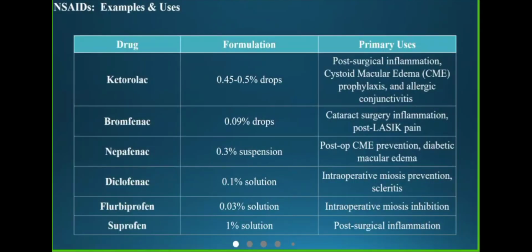Some of the drugs used for ophthalmological conditions include ketorolac, which is majorly used for post-surgical inflammation, cystoid macular edema prophylaxis, and allergic conjunctivitis. Then diclofenac, which is used for prevention of intraoperative miosis. Then suprofen, which is also useful for post-surgical inflammation.